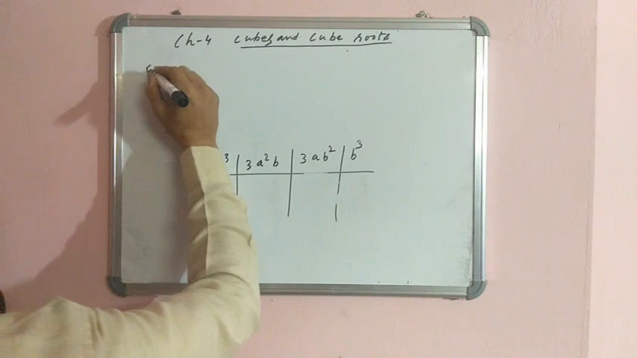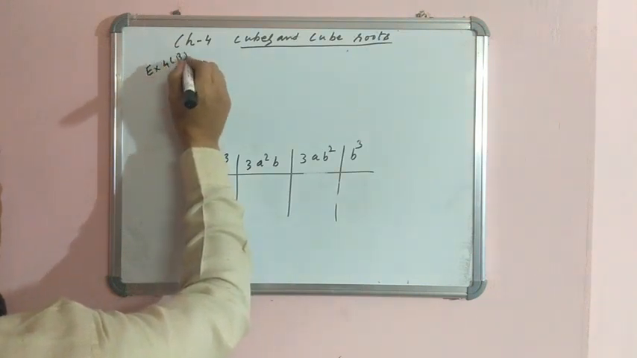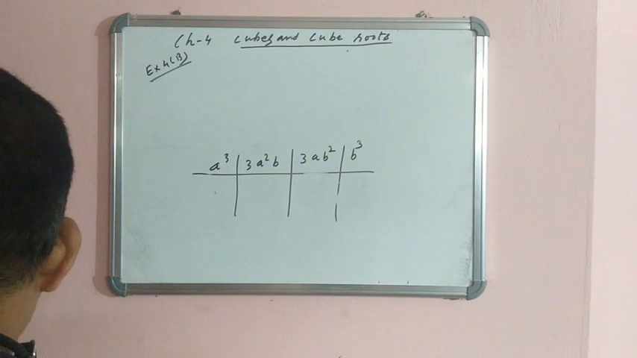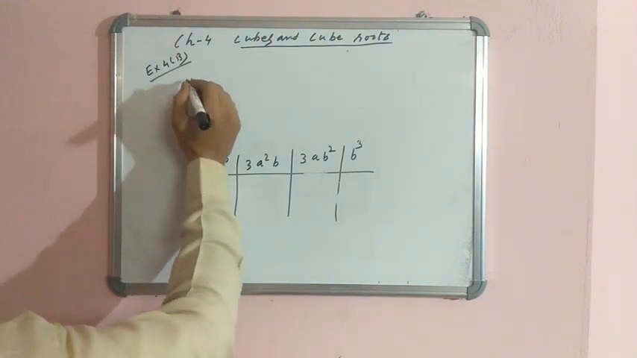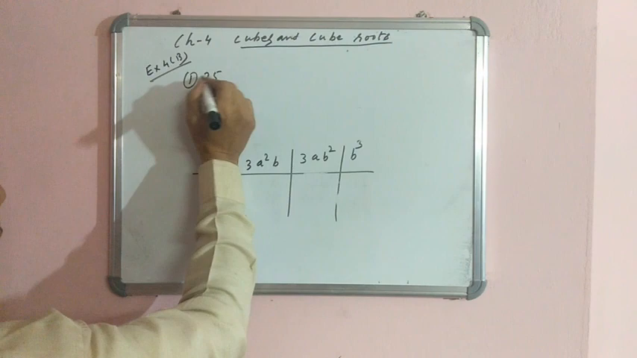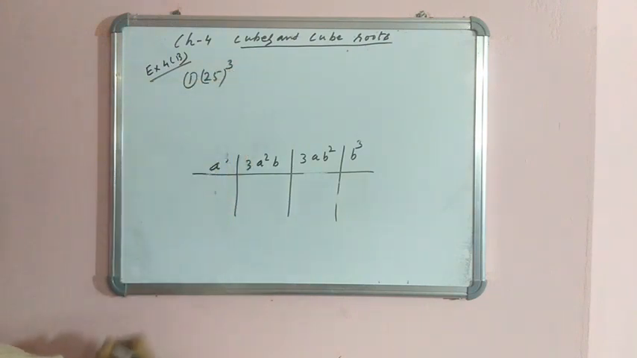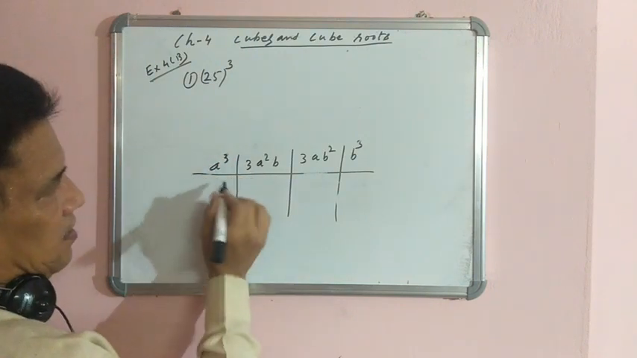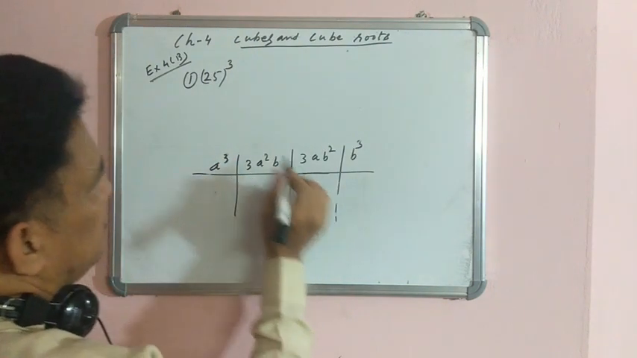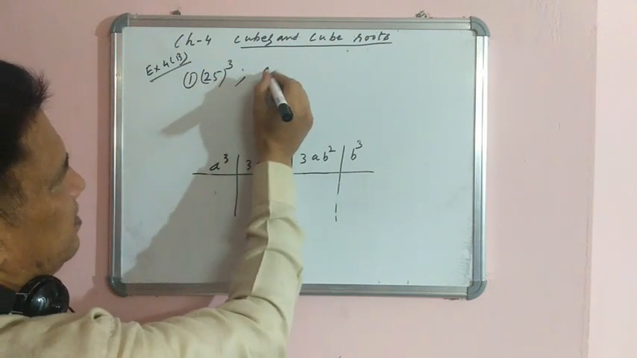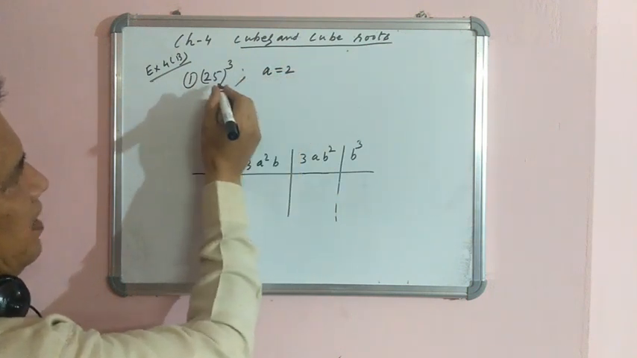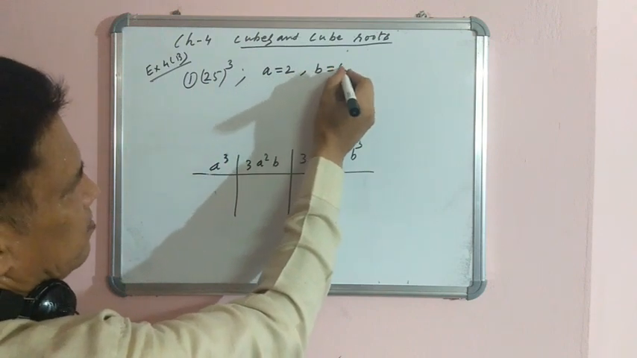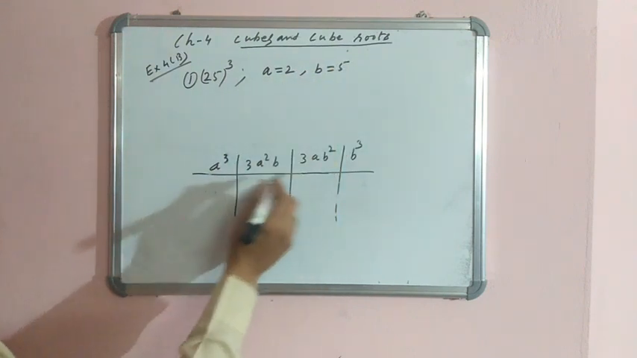We are coming to exercise 4b. One question I am taking, question number 1. 25 whole cube. We have to find the value of 25 whole cube. So again we will apply the method here, and the identity is already there. We have 4 columns here. So here the value of a is equal to 2 and b is equal to 5. So we will calculate all the 4 terms here.